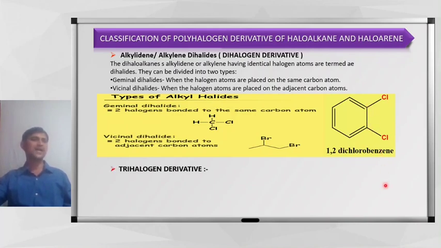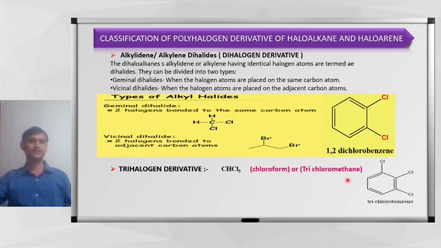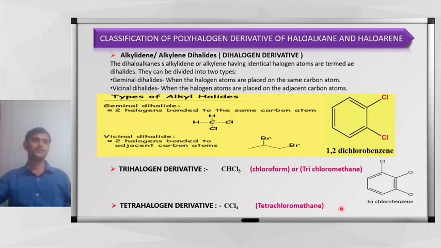Now see the trihalogen derivatives, that is CHCl3, called chloroform and trichloromethane. And the aromatic example is trichlorobenzene. Now see the tetrahalogen derivatives, that is CCl4, carbon tetrachloride, basically used as a solvent. And the aromatic example is 1,2,3,5-tetrachlorobenzene. It is not given as an example here, but keep it in your mind.